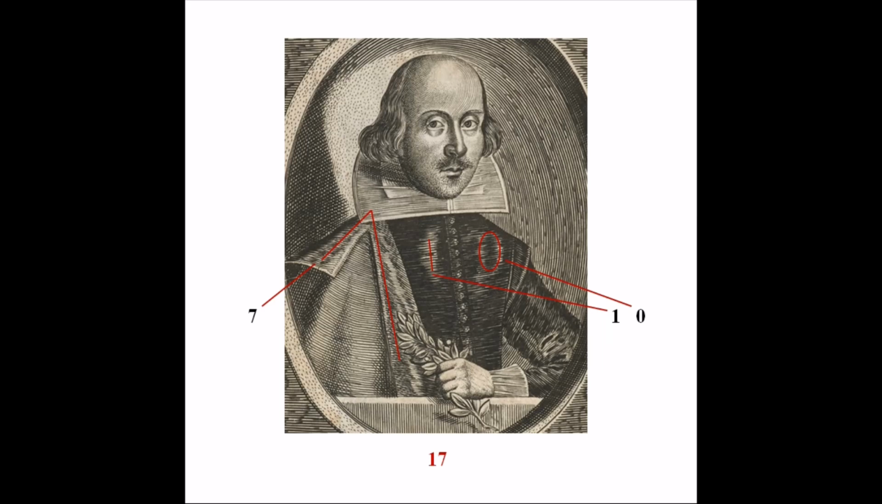The fold over the shoulder is in the shape of a 7, and the highlights on the chest are a 1 and a 0, making a 10. 7 and 10 is 17. The collar is the same as the Droeshout, and Shakespeare's head looks disembodied.